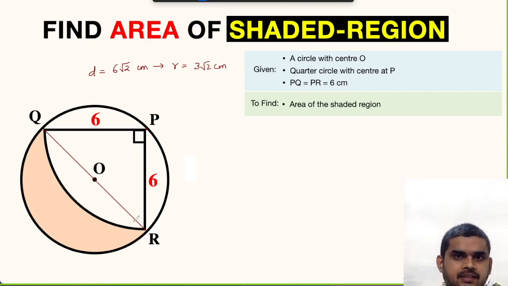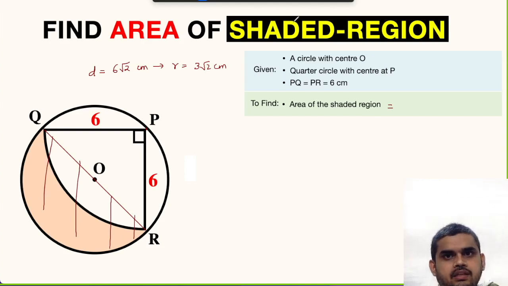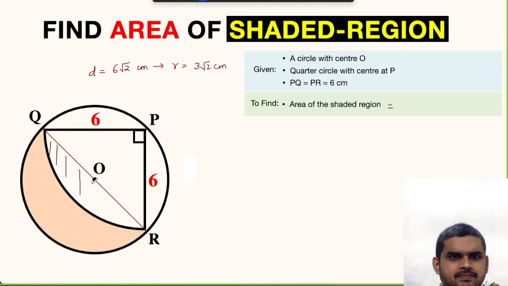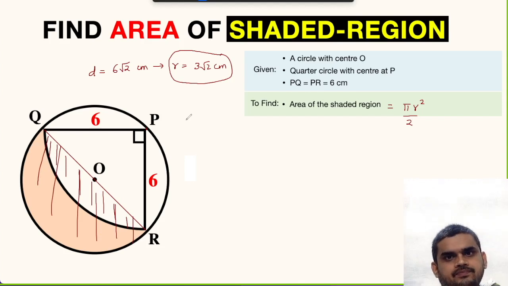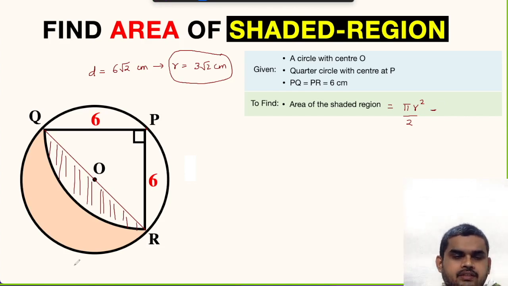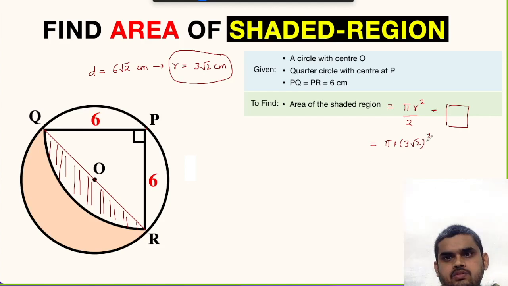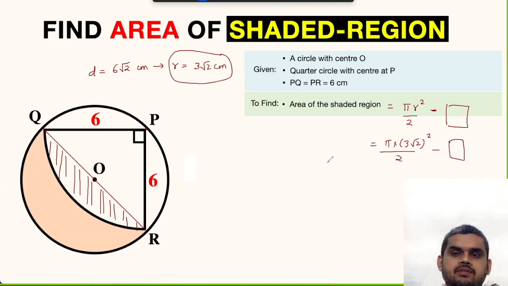Now the area of this shaded region is equal to the area of this semicircle. This is the semicircle. So area of semicircle minus this area. What is the area of the semicircle if this circle has a radius of 3 root 2 centimeter? The area of semicircle will be pi times r squared divided by 2. So this will give us the entire area of this semicircle, minus we want to find the area of this region. Let us keep this as blank, we do not know it yet. Here we can substitute the value. This is pi times 3 root 2 squared by 2 minus, let us keep this as blank.